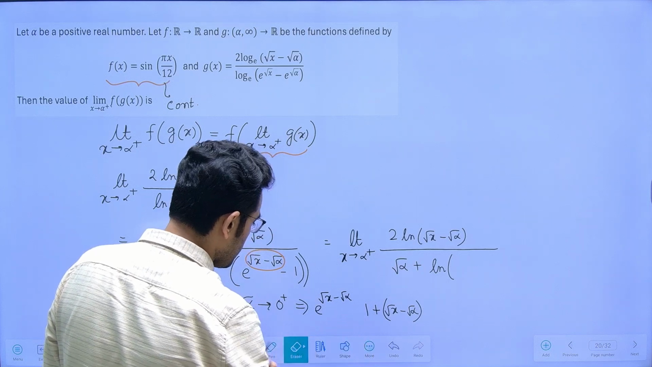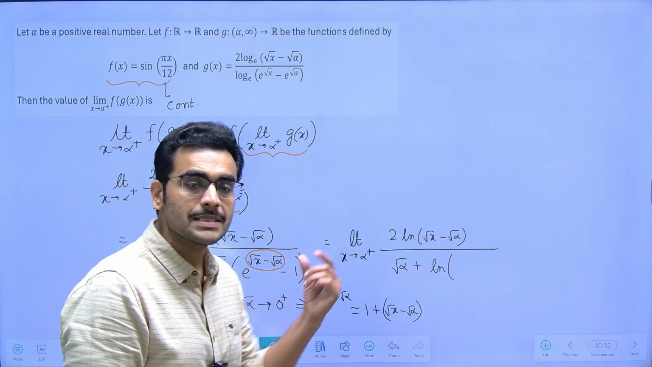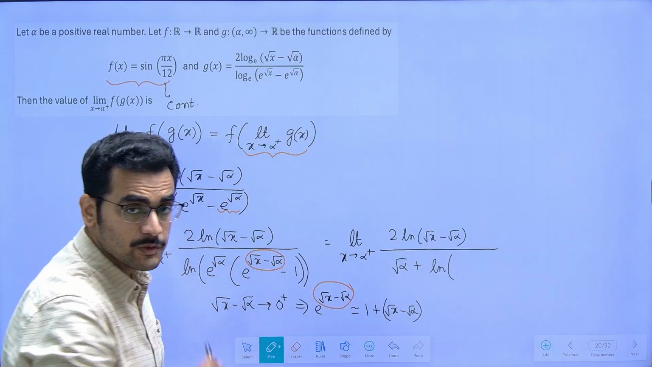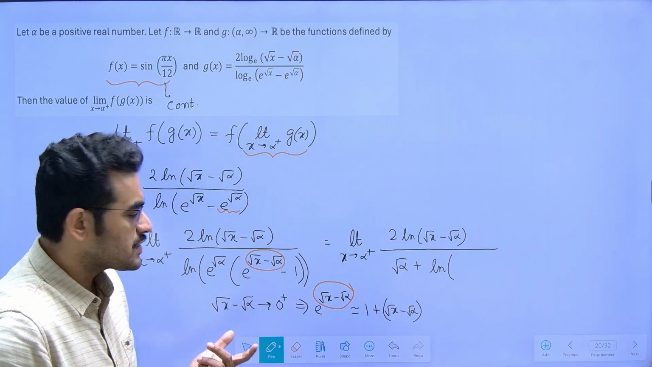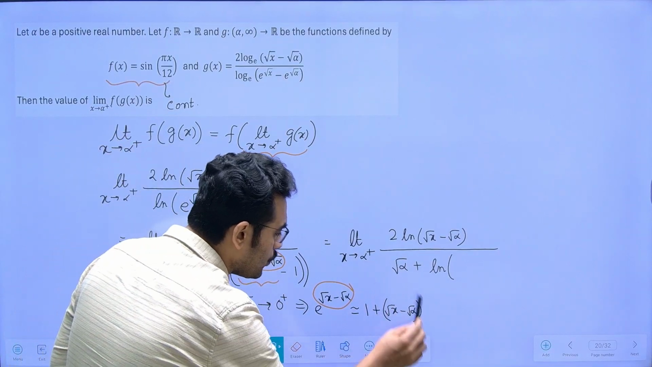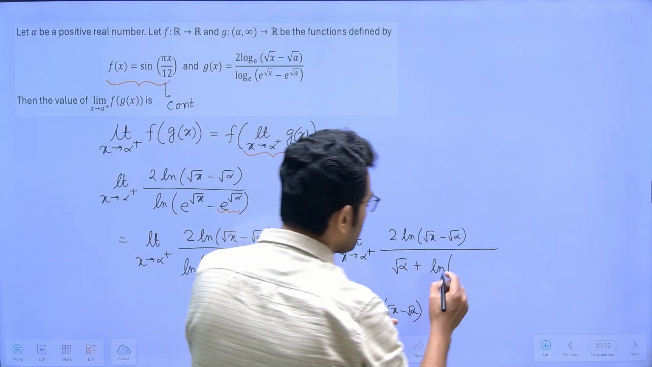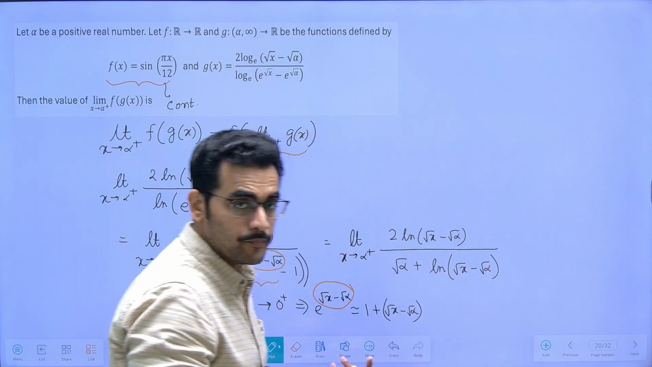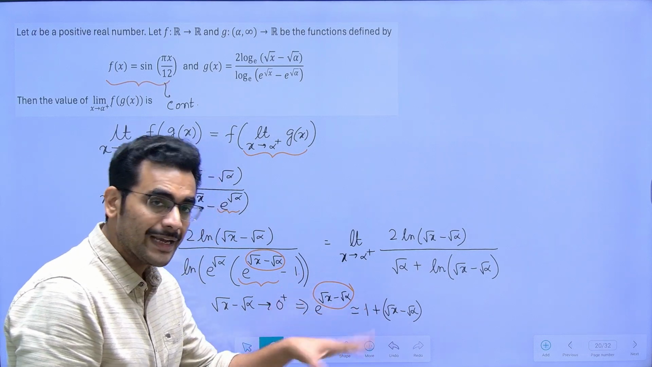This is an approximation. We know e^x is 1 + x when x is very small. In this case √x − √alpha is very small, so I can write it as 1 + (√x − √alpha) using the approximation. So in place of this, if I substitute 1 + (√x − √alpha), and one more minus 1 is there, what will be left is √x − √alpha only. I am replacing this by this, so the 1 and the 1 cancel out.